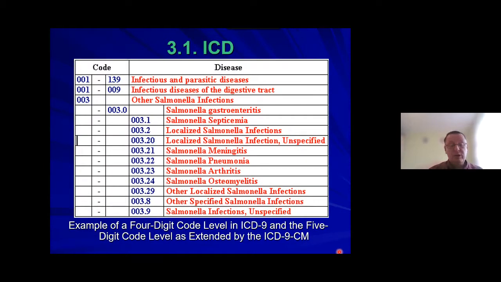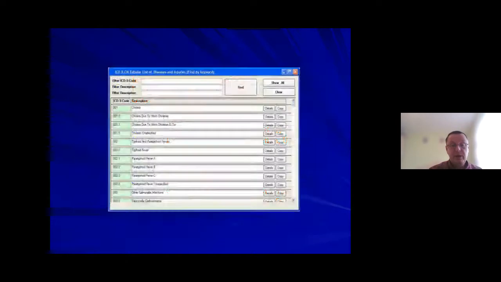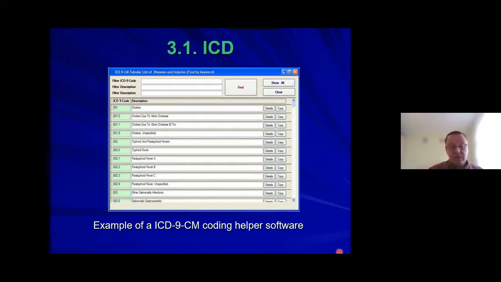And here is an example I have already displayed of how ICD-9 codes can be formed. For example, there is third-level ICD-9-CM coding helper software, which can help select the proper procedure. We can get details and reuse them in our medical history.